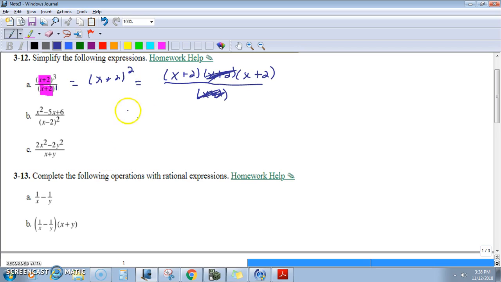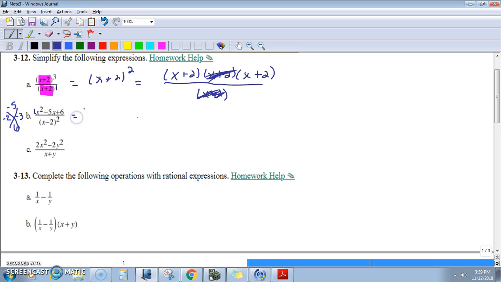All right, B, it looks like we need to factor the numerator. So x squared minus 5x plus 6. Since our a value here is just a 1, I'm basically just looking for two numbers that add up to be -5 and multiply together to be +6. And that's going to be -2 and -3. -2 times -3 is +6, and if you add them up, it's -5.